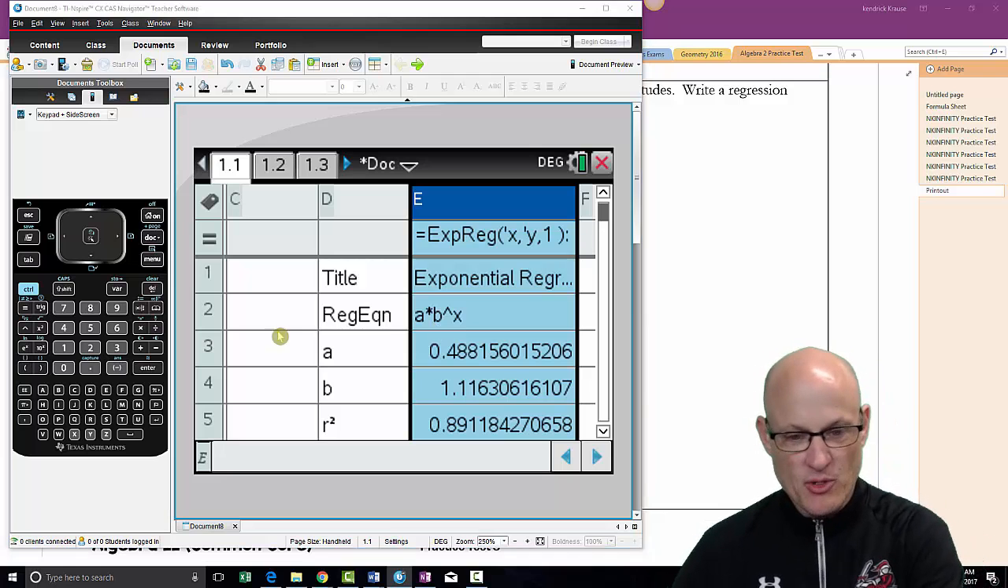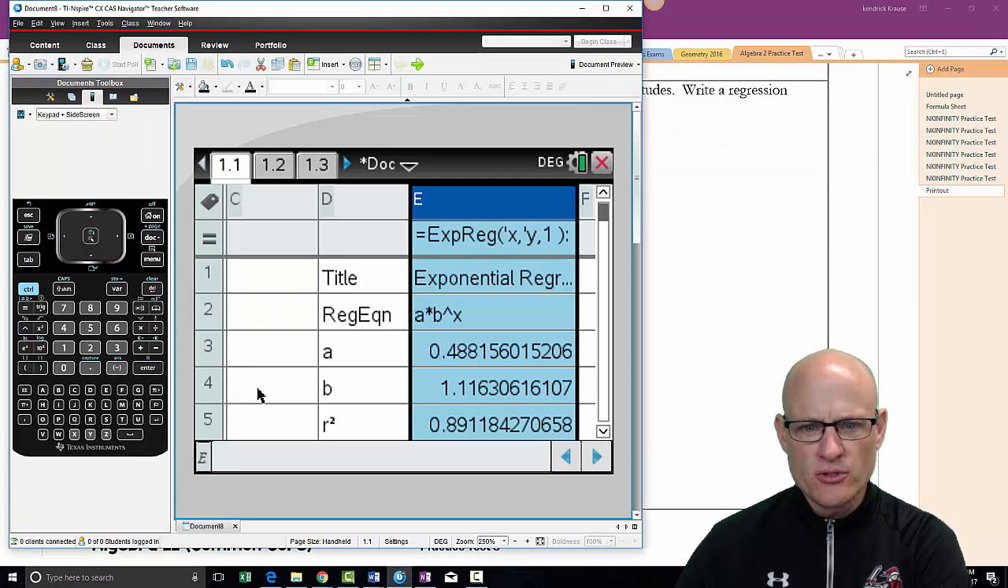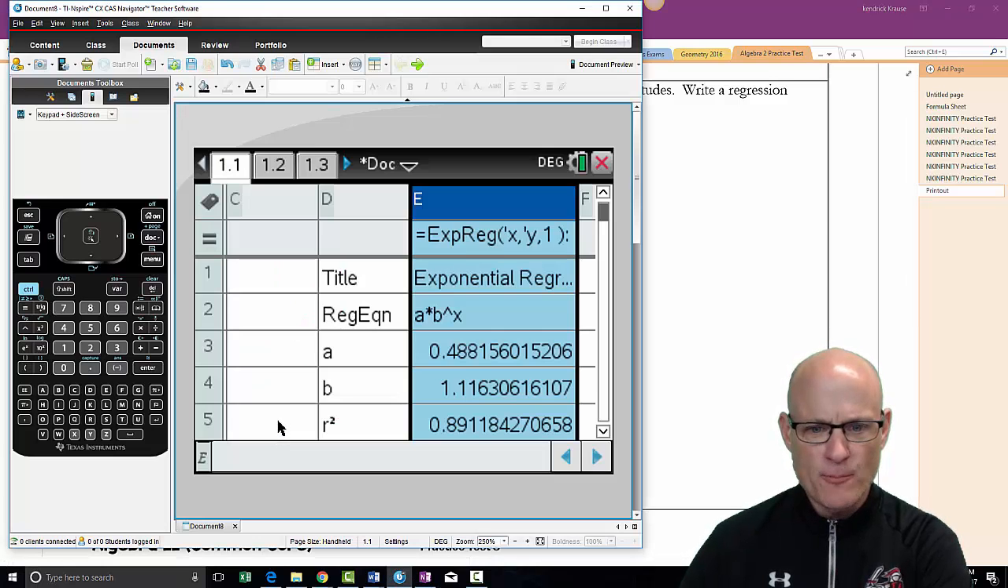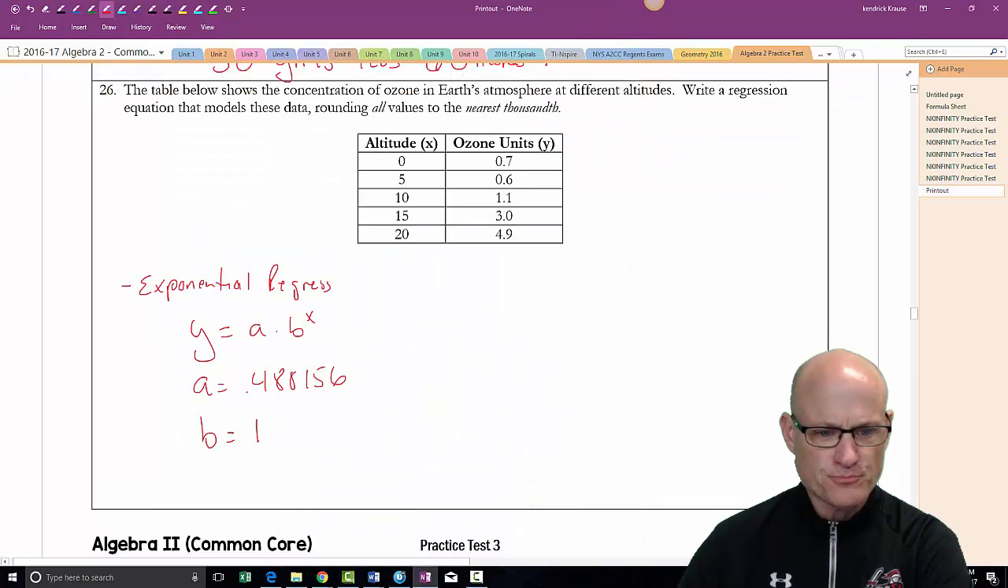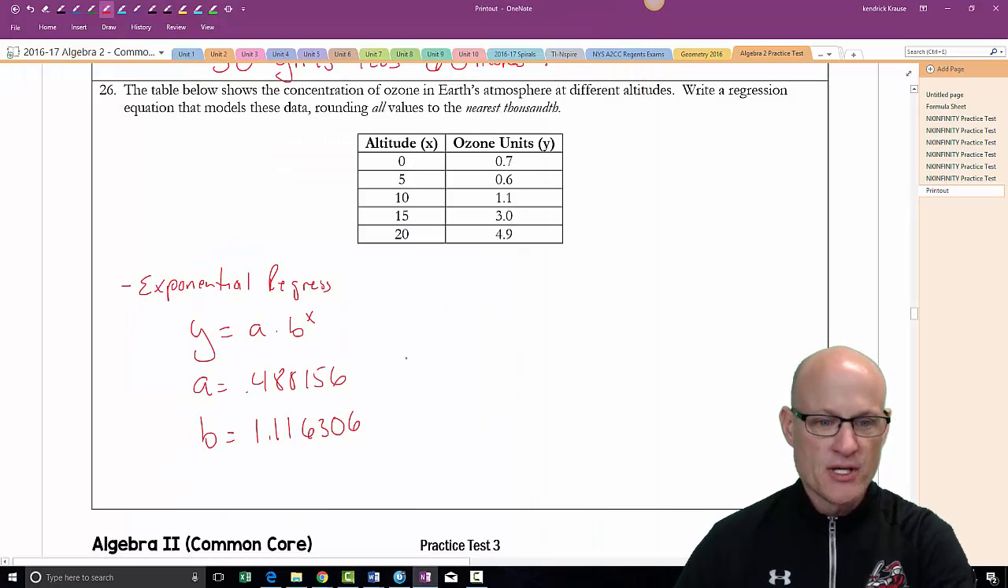And remember, this is my equation. Y equals. Most kids will forget that Y equals in order to get the equation: A times B to the X. So A equals 0.488156. I always say 6 decimals will keep you out of trouble. B equals 1.16306.